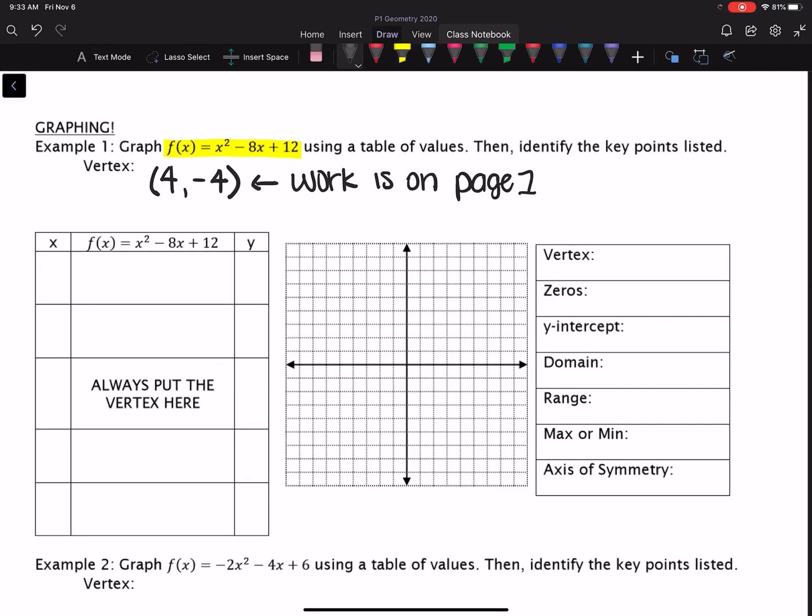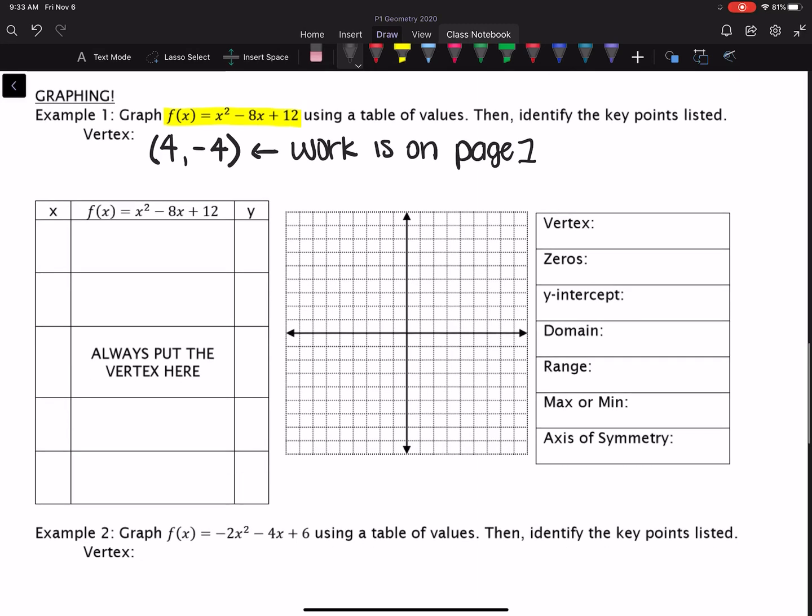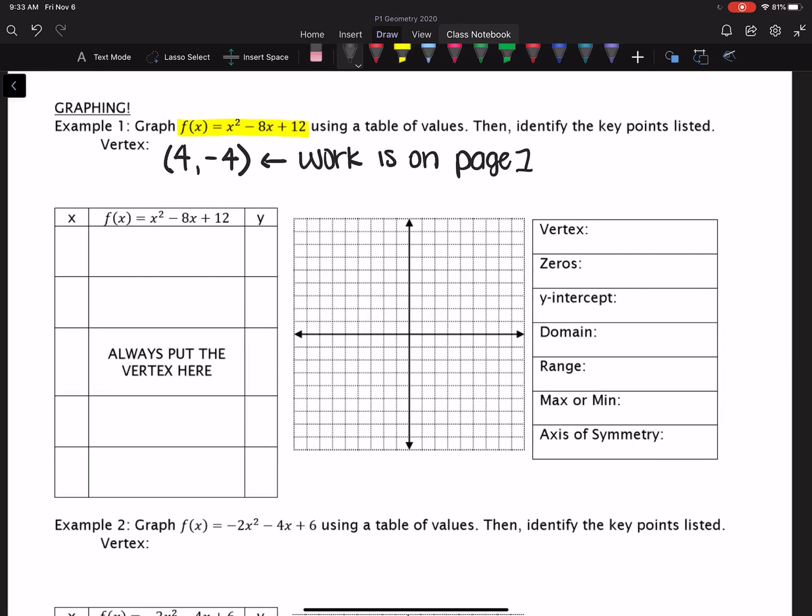Normally, if we had a function where we didn't know what the vertex was, we could use the formula negative b over 2a and evaluate it to find the vertex. Once I find my vertex, which is my first step, I want to find some x and y values in order to plot some points on that parabola. I'm going to fill in the x and y coordinates of my vertex in the center of this chart, and plot that vertex on my coordinate grid.